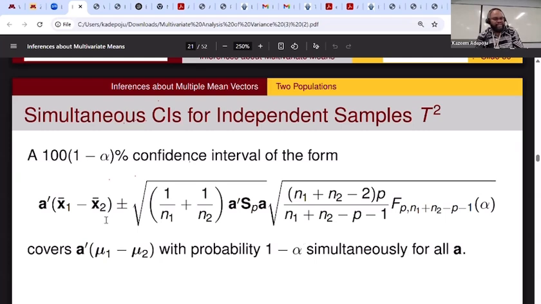So what if in the exam, I'm actually going to ask you to compute that? This is the formula that you're going to use. Now don't forget, in this formula, the SP is the pooled covariance matrix.